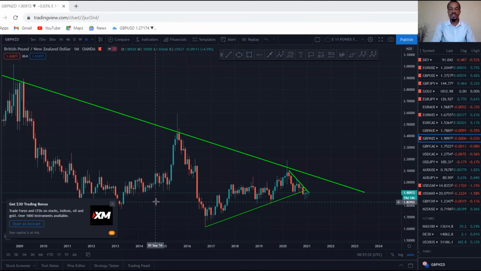So yes guys, we'll be taking a look at GBPNZD from a monthly time frame. From our time frame perspective, GBPNZD has been forming lower highs, lower lows, lower highs, lower lows, lower highs, and continuing to the downside. So the overall trend for this GBPNZD is to the downside.